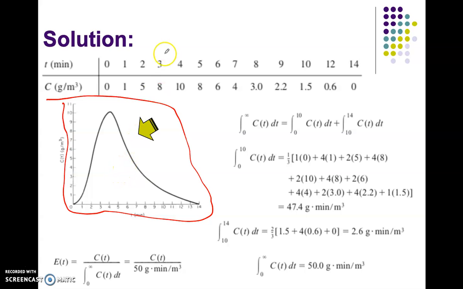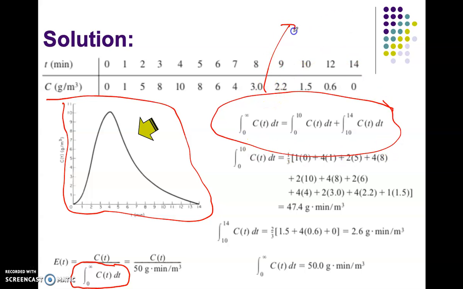Okay, the next point is how to produce the residence time distribution function, which is E(t). Again, previously E(t) is C(t) over the integration of C(t) dt from 0 to infinity. So we need to solve this value first. Then only can we produce the E(t). So how to solve this integration of C(t) from 0 to infinity? We use what we call Simpson's rule. Okay, this is when we apply Simpson's rule or Simpson's method.